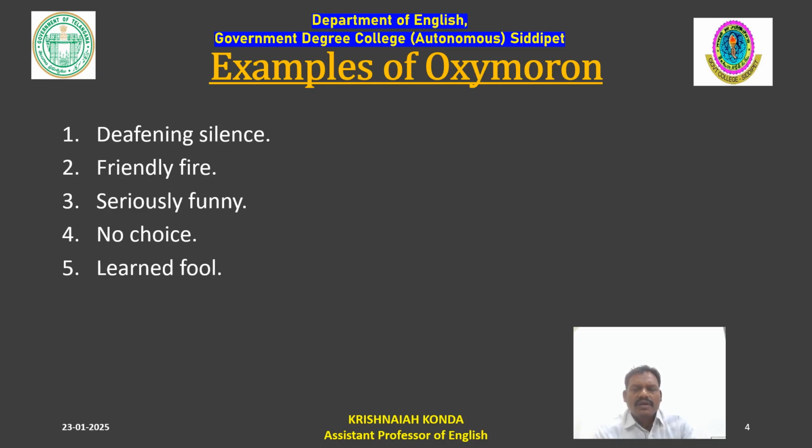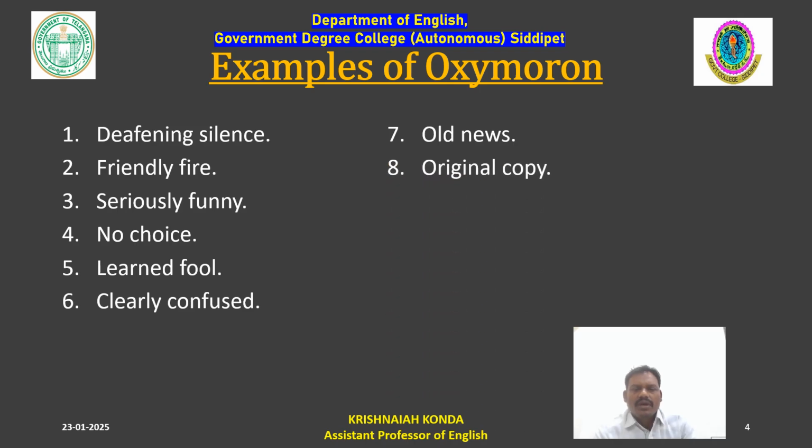Next one is clearly confused. Someone is obviously confused, even though clarity and confusion are opposites. Old news. News is expected to be current, but this phrase refers to outdated information. And original copy. A copy should not be original, yet this phrase highlights the first version of something. And deeply superficial. Someone appears shallow despite something profound.